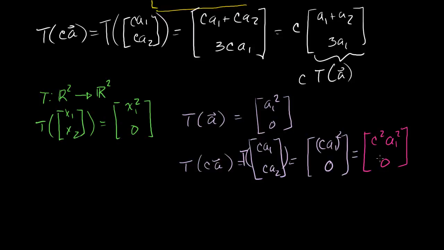Now, let's see if we can factor out, if we can assume that c does not equal 0. Actually, it doesn't even matter. We don't even have to make that assumption. So this is equal to c squared times the vector a1 squared, 0, which is equal to what? This expression right here is a transformation of a. So this is equal to c squared times the transformation of a.